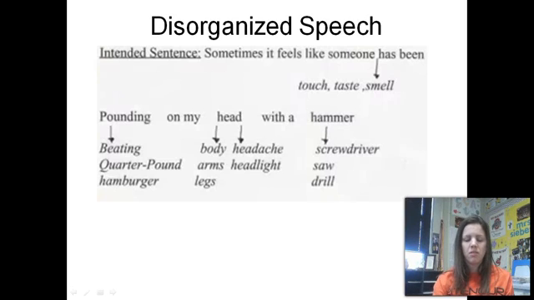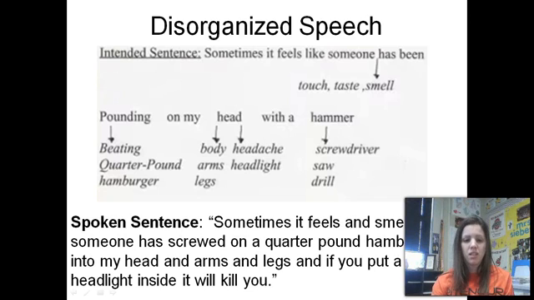Here's another example of disorganized speech. The intended sentence of the patient was, sometimes it feels like someone has been pounding on my head with a hammer, right? It's normal if you have a headache to say something like that. But what happens in schizophrenia is all these other words get jumbled in, and the actual spoken sentence that comes out is, "Sometimes it feels and smells like someone has screwed on a quarter-pound hamburger into my head and arms and legs, and if you put a headlight inside it, we'll kill you." Okay, so very different than what the intended sentence was.